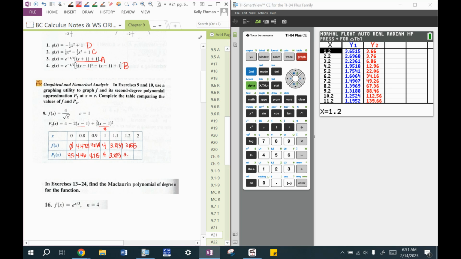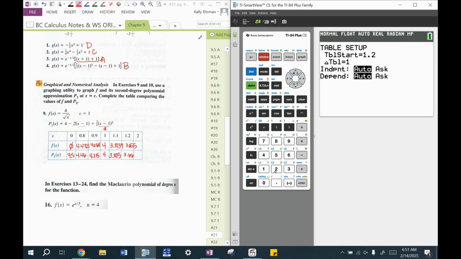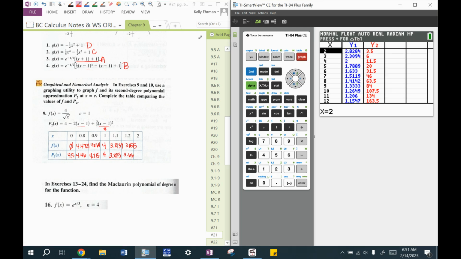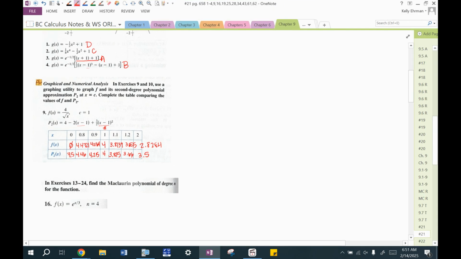3.6515, 3.66, so they only match to one decimal place. And if we go to 2, pretty far off, 2.8284 versus 3.5. All right, so this is just supposed to demonstrate that the further you stray from the center, depending on how far you take out the polynomial approximation, the less accurate it will get.